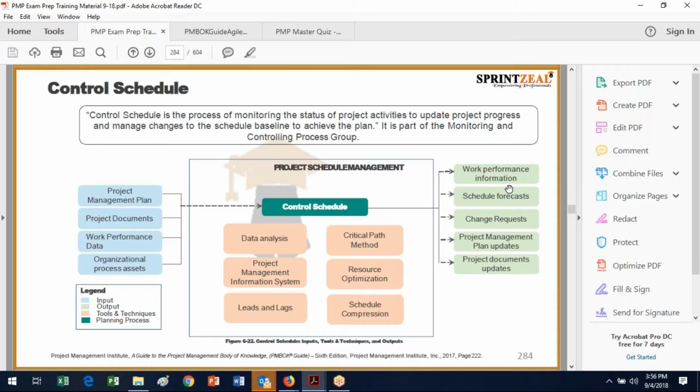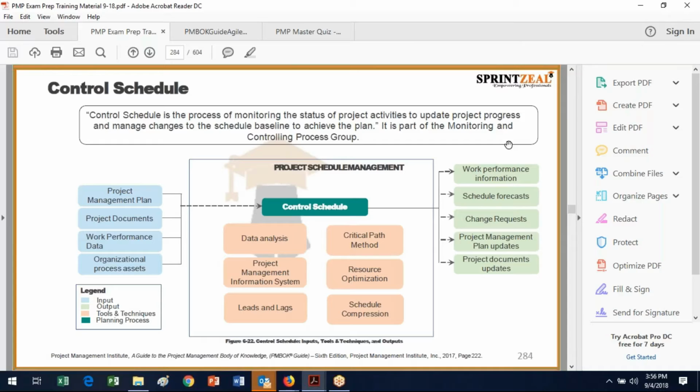So here we're going to use the project management plan, the documents, the work performance data, and the organizational process assets. And then to control the schedule, we're going to analyze data. We're going to use our project management information system, which is where we're storing all of this data and information. We're going to calculate our leads and lags. We're going to understand the critical path method. We're going to optimize our resources and potentially apply some method of schedule compression to control the schedule.